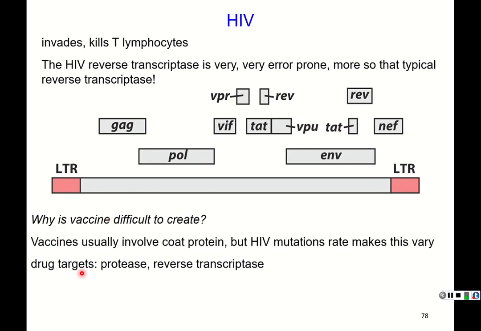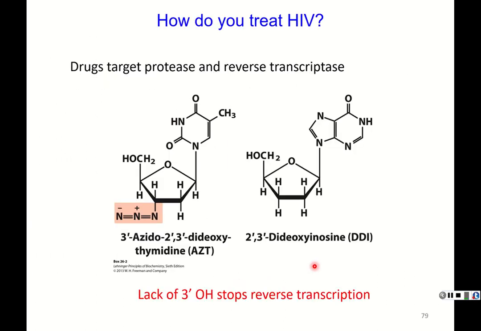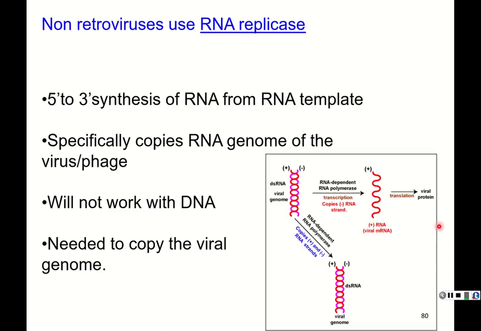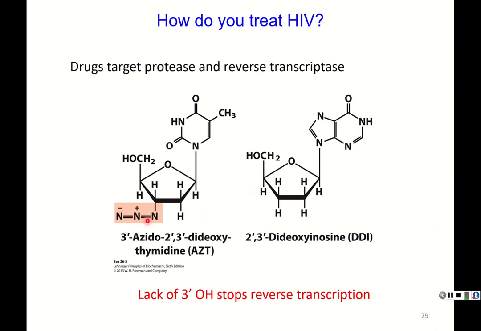So that leads to the drug targets for HIV: the actual protease that cleaves the primary transcript into the multiple subunits, and also targeting that reverse transcriptase itself. And here are just an example of some HIV drugs that target the protease and the reverse transcriptase. You might have heard of these, the AZT and the DDI. And I should mention that they lack that 3' OH group, so the lack of that 3' OH group stops reverse transcription.